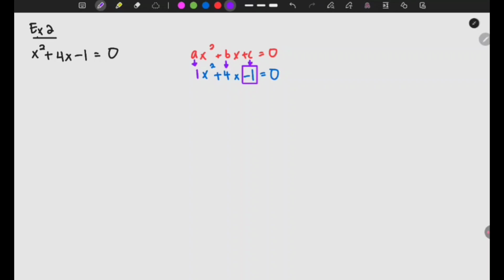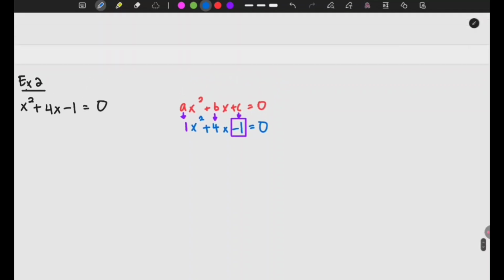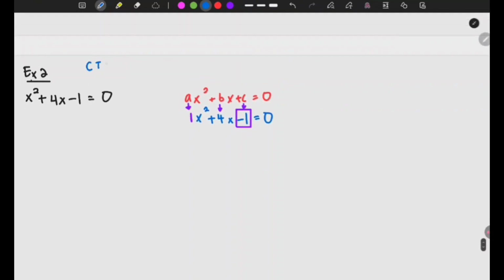So after you identify your a, b, and c, in this case, using the completing the square method also, your a must be equal to 1. That's your first step. So in this case, your a is already equal to 1, so you don't have to bother about the first step. Since it's already done for you, you can move on to the next step. So your next step is this: substitute inside this formula.